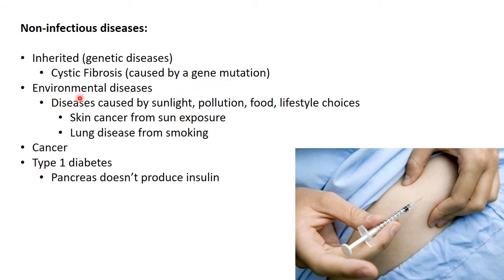Non-infectious diseases can also be caused by our environment. So, for example, sunlight causing skin cancer, pollution, the food we eat or lifestyle choices. And an example could be lung disease from smoking. Other types of disease that are not infectious are cancer and type 1 diabetes. So in type 1 diabetes, people have a pancreas, but the pancreas doesn't produce insulin. So they need to inject themselves with insulin to keep their blood sugar levels healthy.